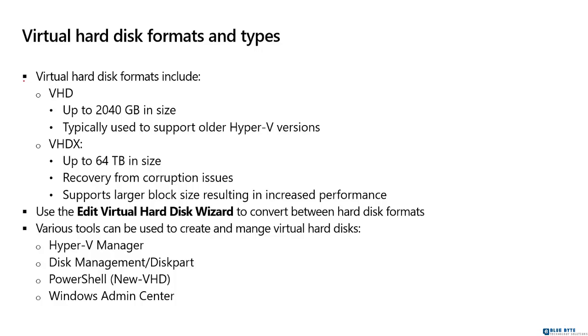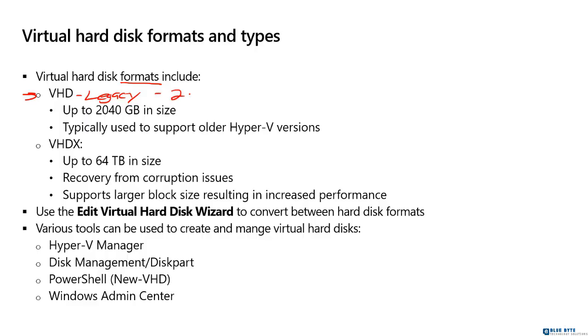When you create a virtual machine, your operating system has to be installed on a virtual hard drive. The virtual hard drive comes in two formats. We can use a VHD format. Now, this is a legacy format, so this is not what you would use today.